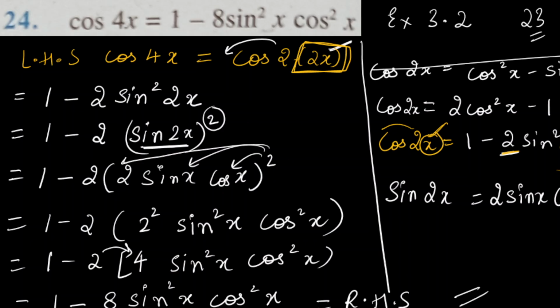So we used double angle formulas of both cos as well as sine. First of all, we just wrote cos 4x as cos 2 into 2x.